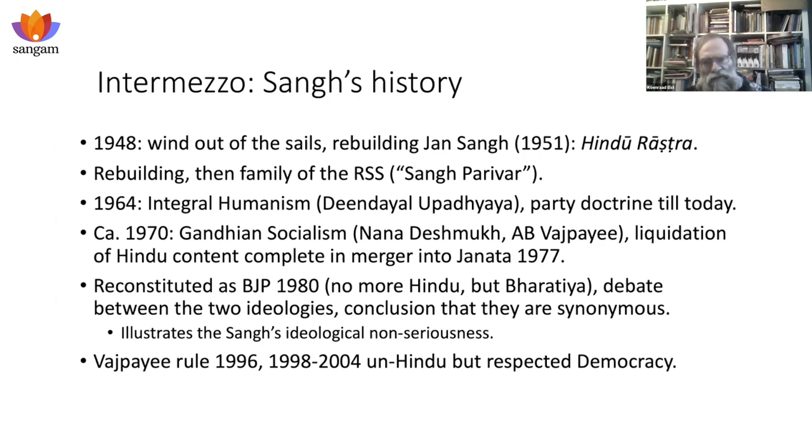In that founding of the BJP, there was an interesting debate whether the official ideology of the party was going to be integral humanism or Gandhian socialism. And they debated, they had a good time, you know, debating. And ultimately they decided, well, these two are really synonymous. Gandhian socialism, of which there is no manifesto anywhere, can be defined as really the same thing as integral humanism. Now, what they liked about the term integral humanism is that it isn't Hindu.